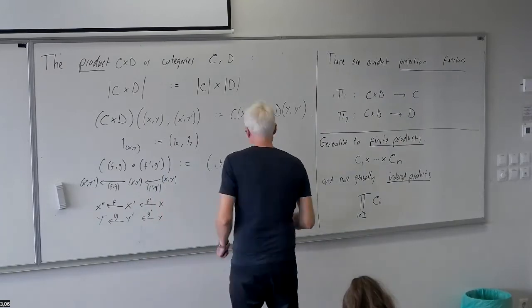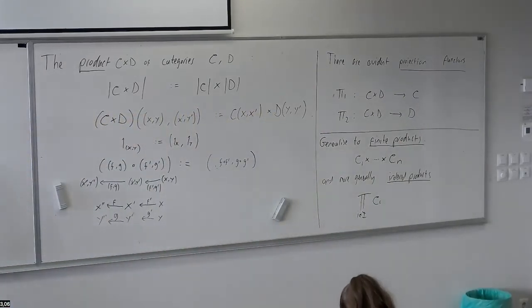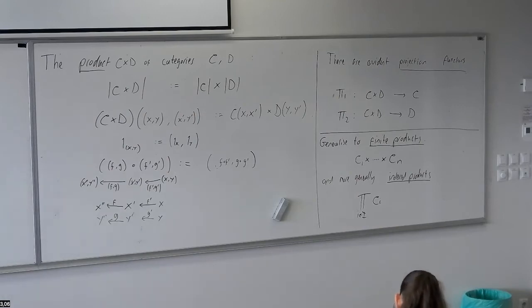One of the main things that's useful about product categories is it allows us to define the notion of a multi-argument functor on categories. So not just a functor from a single category to another category, but a functor that takes multiple arguments from many different categories.